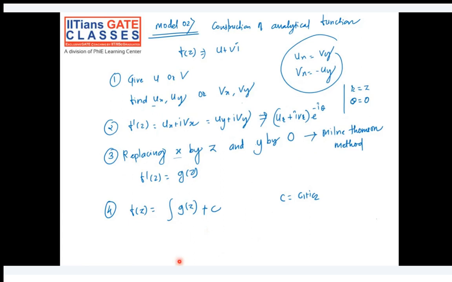Okay, and in case of complex numbers or complex functions, the constant c is again c1 plus c2i. It's again a complex constant number. Okay, it's again a complex constant.